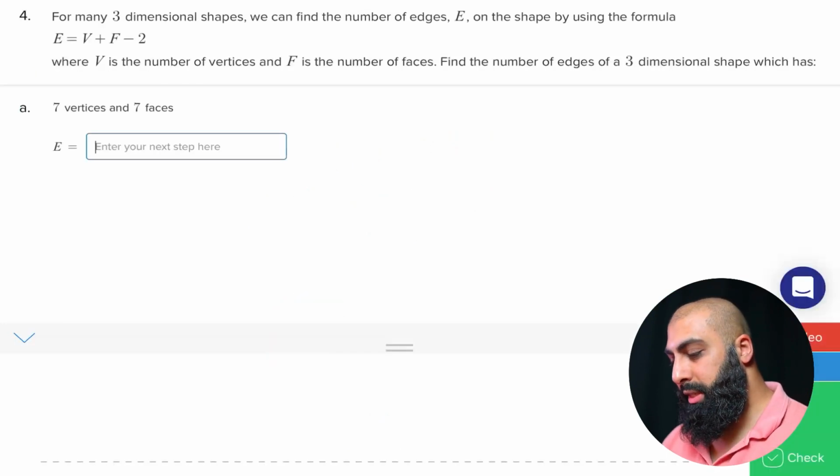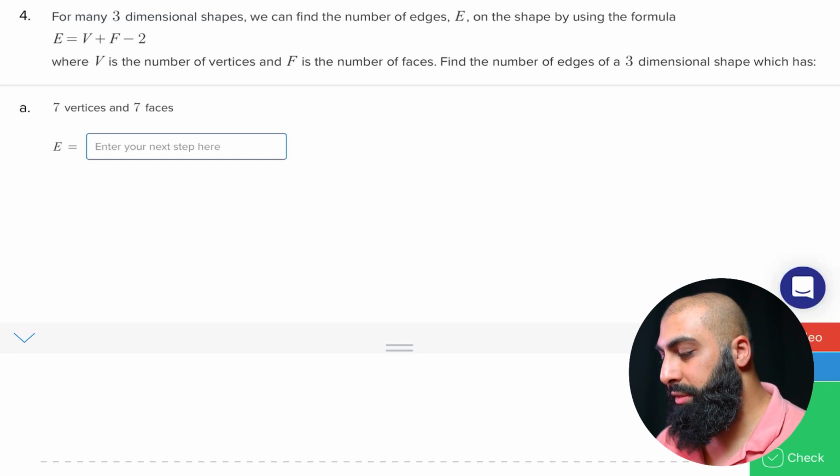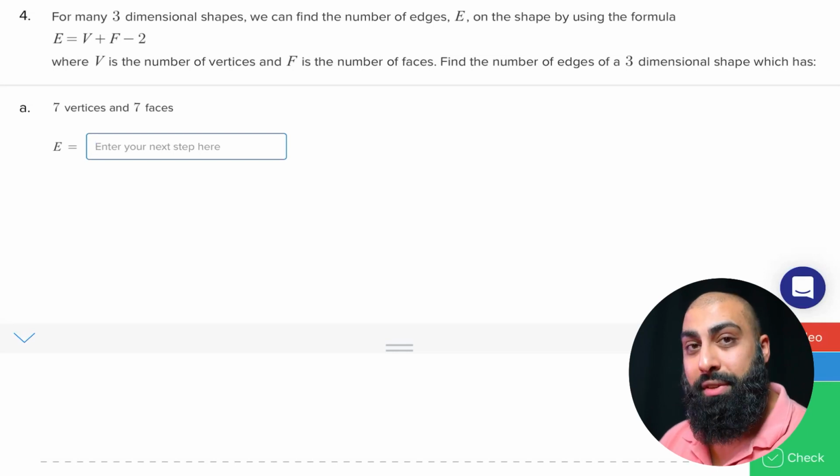Question 4, part A says, for many three-dimensional shapes, we can find the number of edges E on the shape by using the formula E is equal to V plus F minus 2, where V is the number of vertices and F is the number of faces. Find the number of edges of a three-dimensional shape which has 7 vertices and 7 faces.